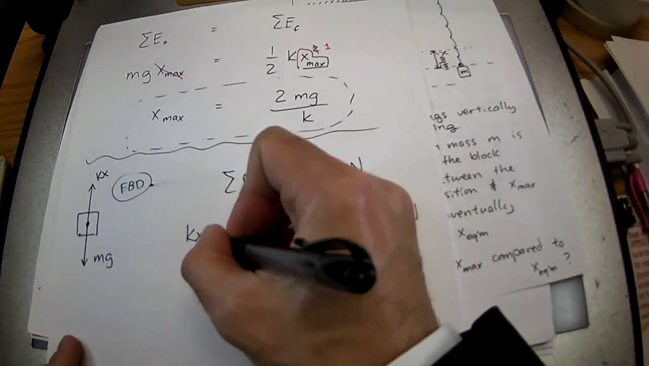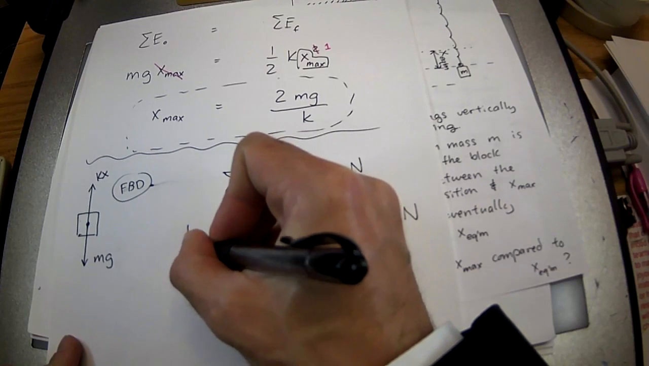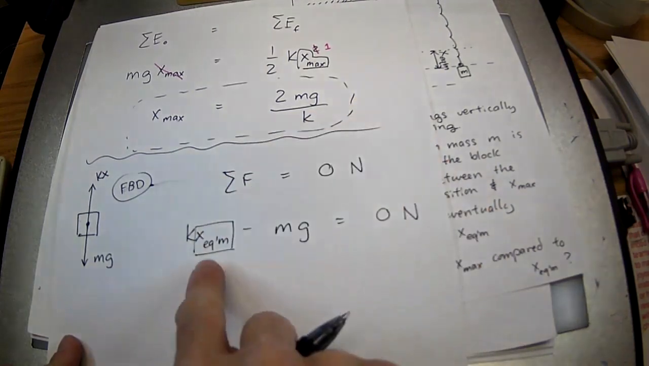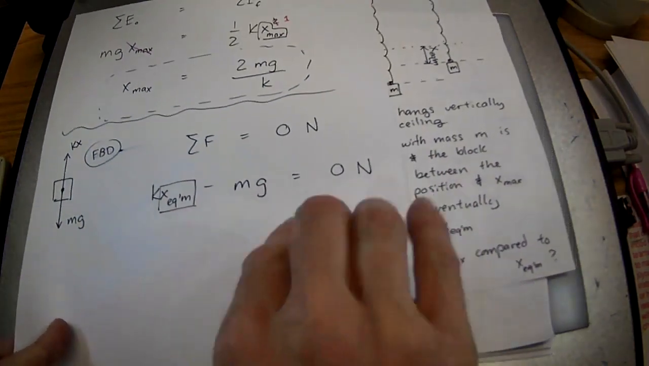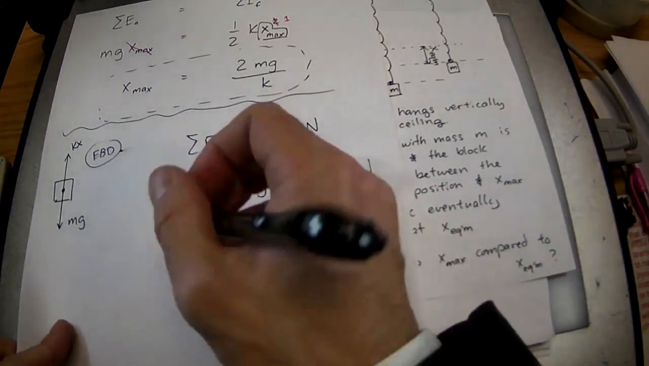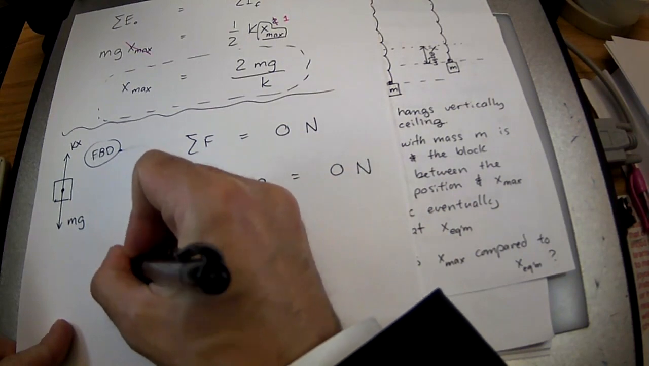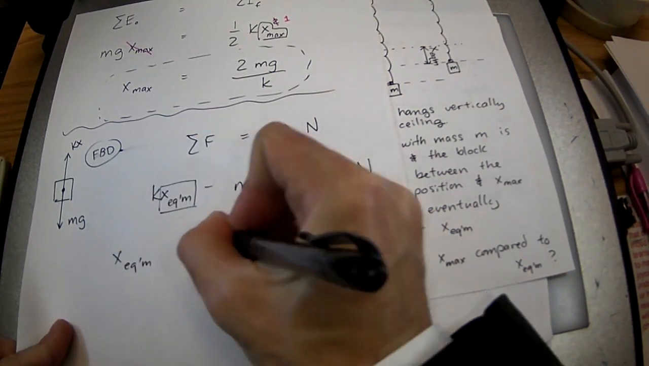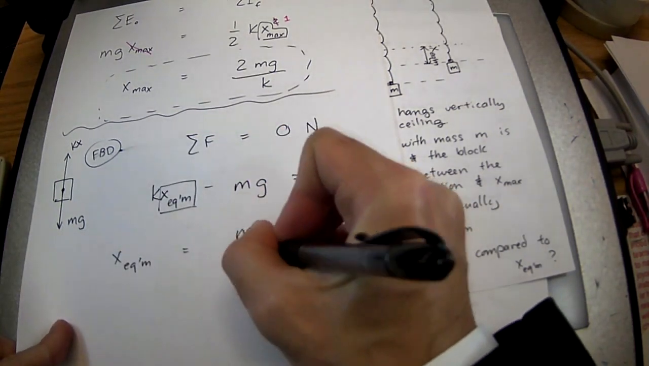This x is the equilibrium position, and that's what I'm interested in finding. I'd like to know what that is. Well, I see a couple of algebra steps to get there. I'm going to add over the mg and divide down the k. So x equilibrium is equal to mg divided by k.